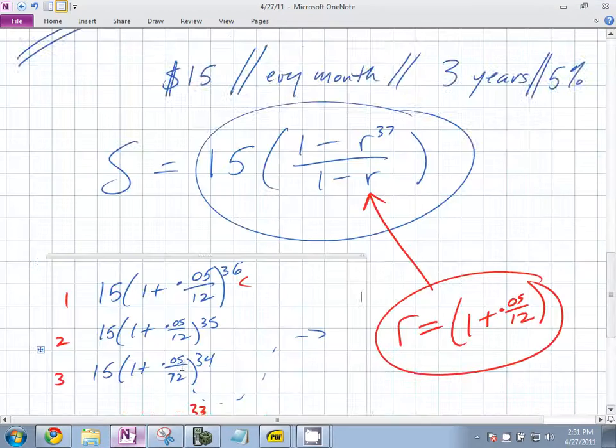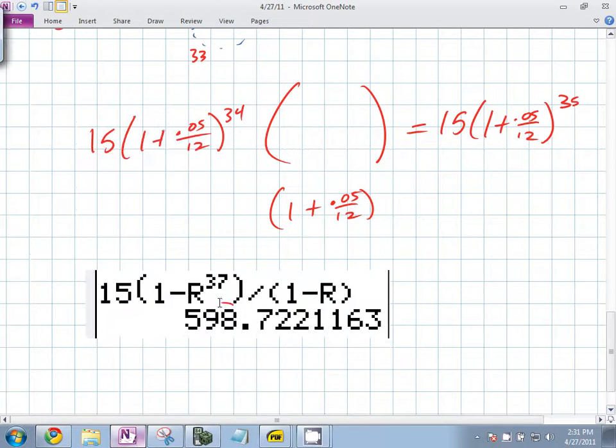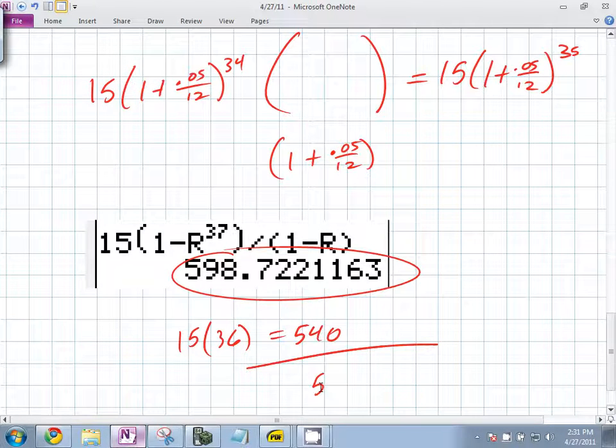So what have we done? We put $15 into an account every month for how long? 3 years. How many payments did we make? 36. What's 15 times 36? 540. So what does that tell us? We made $58.72 in interest. That's how much we've made in interest.